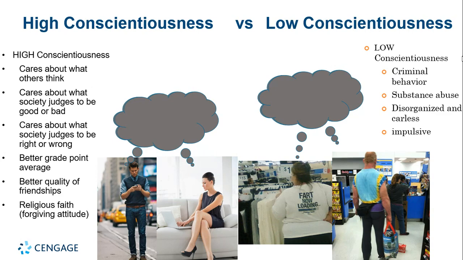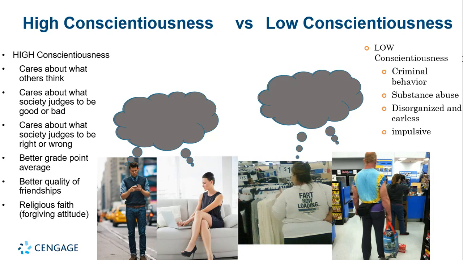You could be an atheist and be conscientious, but you tend to care about what other people think either way. On the other hand, people who are low in conscientiousness might actually have criminal behavior. If you don't care about what society thinks, well, then I like those shoes and I'm going to take them, and I don't care if you think that I'm a criminal. These people are often going to have more substance abuse problems. They tend to be more disorganized and they tend to be impulsive.